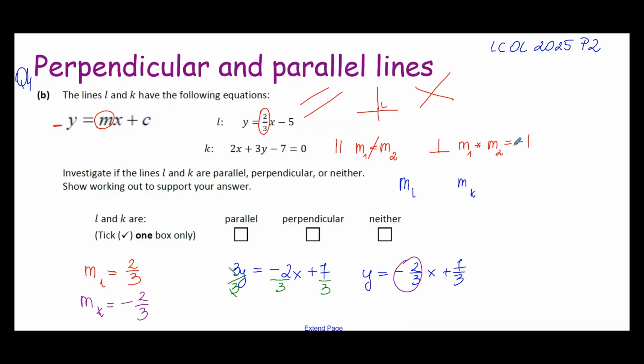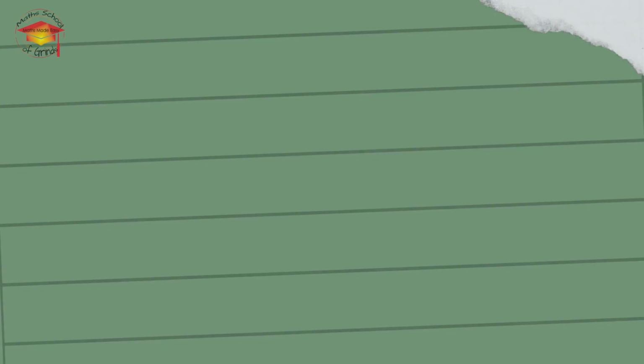So now we are asking, can they be perpendicular? If I multiply 2/3 by -2/3 and put that in my calculator, I'm going to get -4/9. So no, they are not perpendicular to each other either, therefore they are neither. And that's the calculation we are doing in order to prove it.